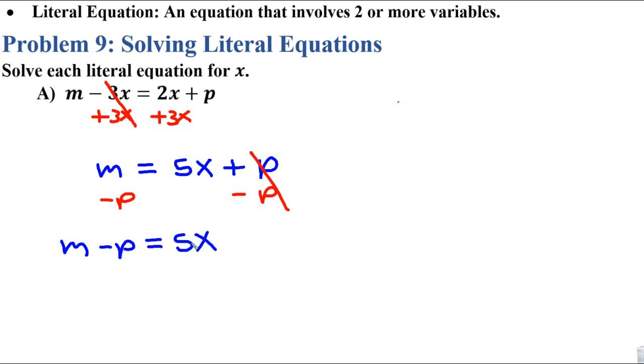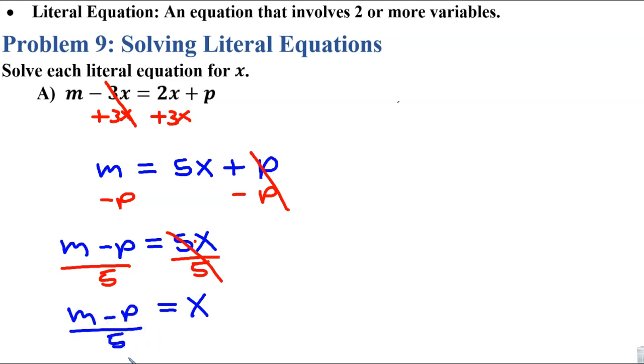And then last step is I need to undo this times 5 here. So I'm going to divide both sides by 5. That'll cancel the 5 out on the right, leaving me with just the x, so I've isolated the x. And on the left, again, I can't really simplify this, so we can just leave it as m minus p over 5. That's as simple as I can make that left side.